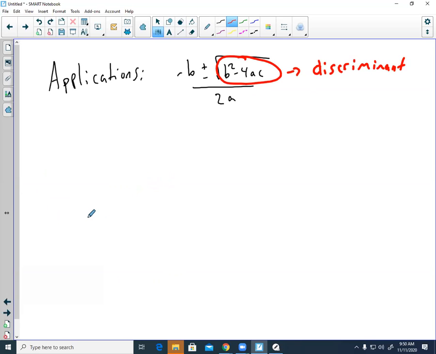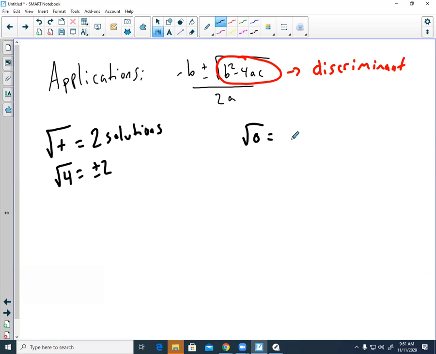Now we can figure out some things about the question from the discriminant. All right. So we can figure out exactly how many solutions there are going to be just from this right here. Because if you take the square root of a positive number, you're going to get two solutions, right? Like the square root of 4 is both positive 2 and negative 2, right? If you think of the square root of 0, it's just plus or minus 0, which is just 0.